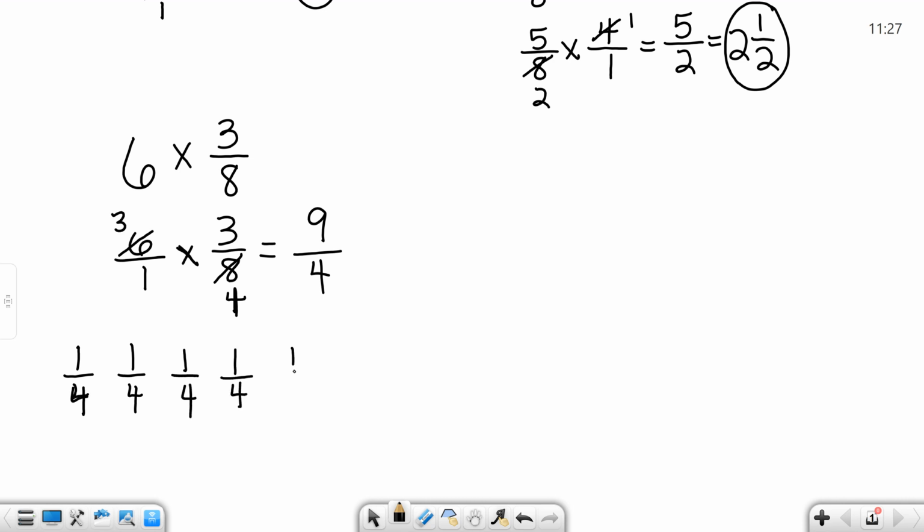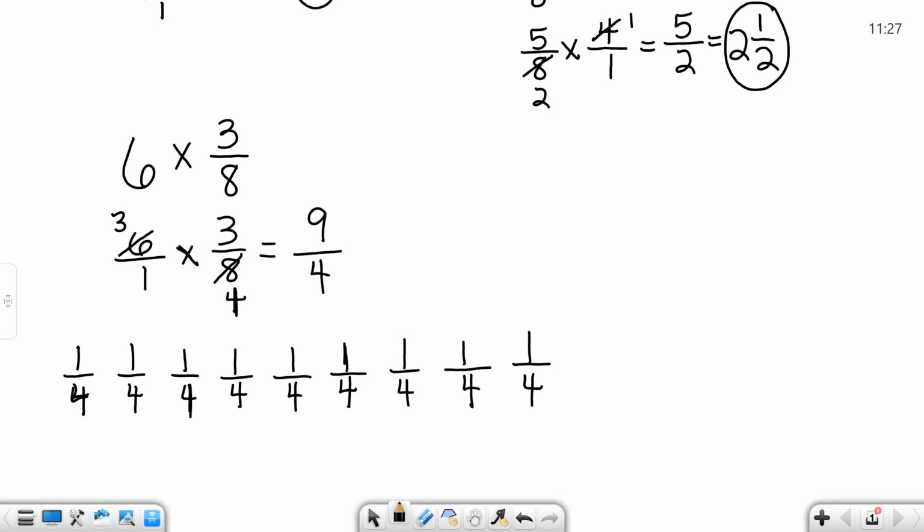What is going on here? One, two, three, 4, 5, 6, 7, 8, 9. Okay, that's what 9/4 looks like.